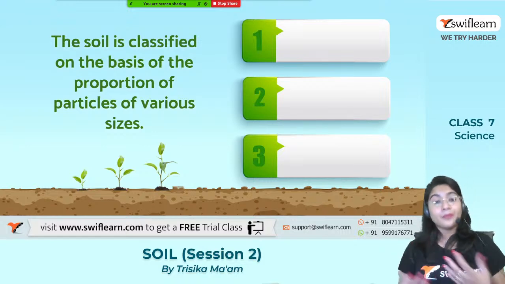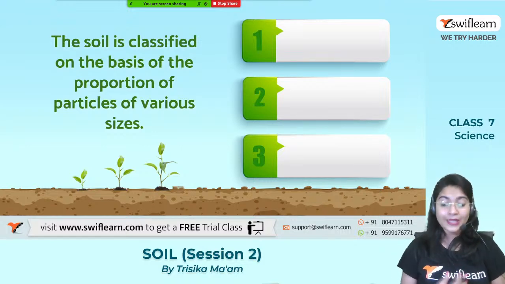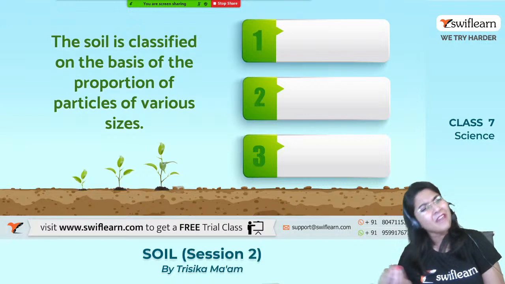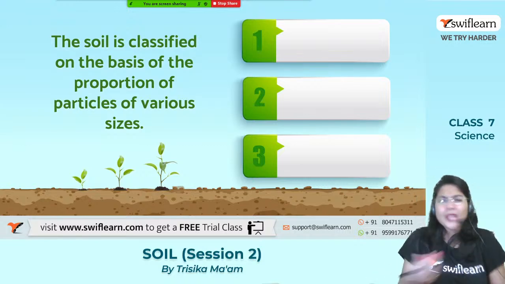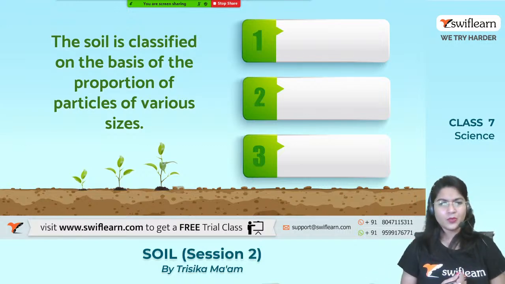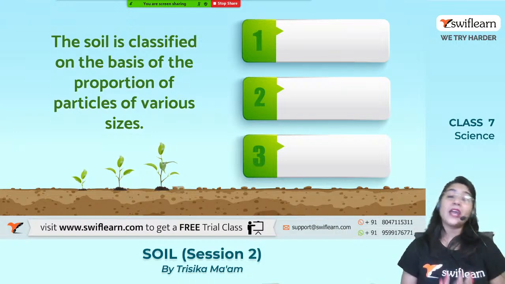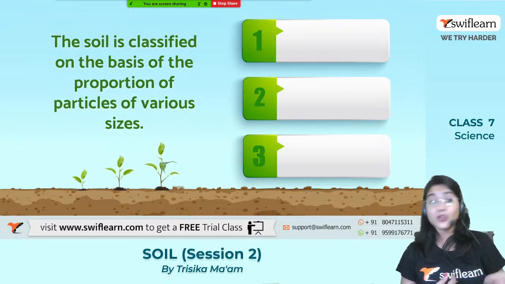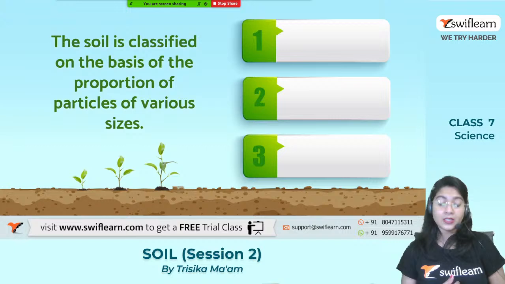So the particles which are present within the soil vary in their sizes. Some soils have very large particles, and some have very smooth and tiny particles which can be blended very easily. That is why we can classify soil, on the basis of the proportion of the different particles present within it, into three main types.